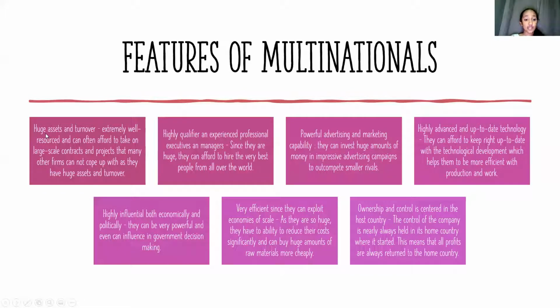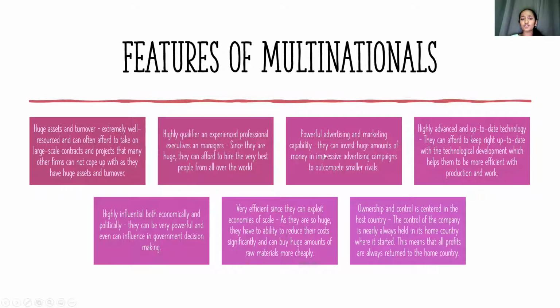They have huge assets and turnover, are extremely well resourced and can often afford to take on large scale contracts and projects that many other firms cannot cope with, as they have huge assets and turnover. Highly qualified and experienced professional executives and managers. Since they are huge, they can afford to hire the very best people from all over the world for their operations. Powerful advertising and marketing capability.